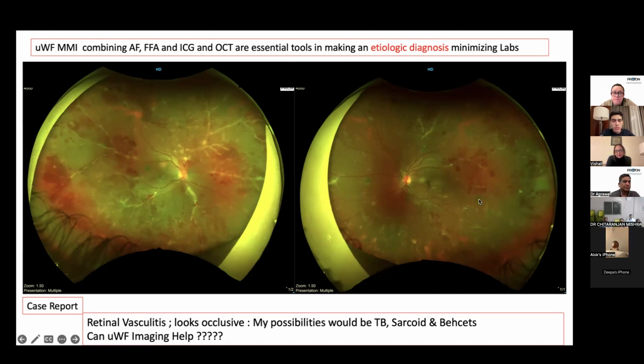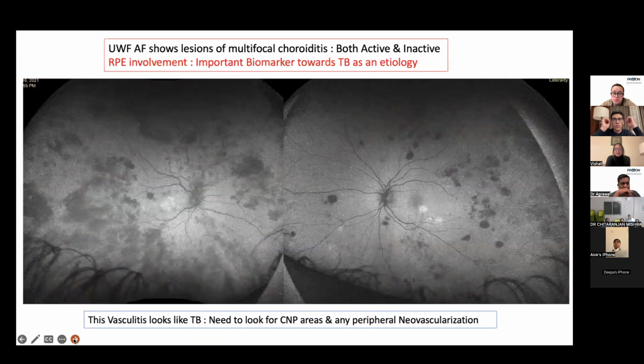But especially in the left eye, you see there are a few choroiditis patches. So the moment I see the choroiditis patches, Behçet's is kind of out, and with the perivascular location of these patches, I am thinking more about TB than sarcoid. So what happens next? I am between TB and sarcoid.